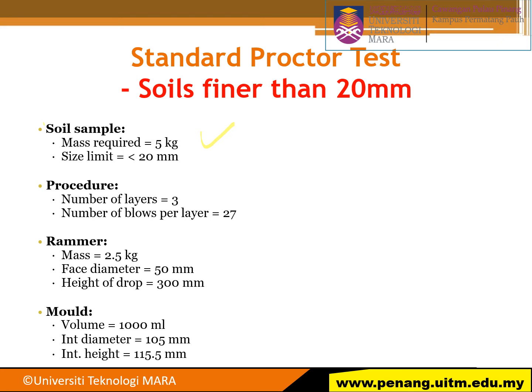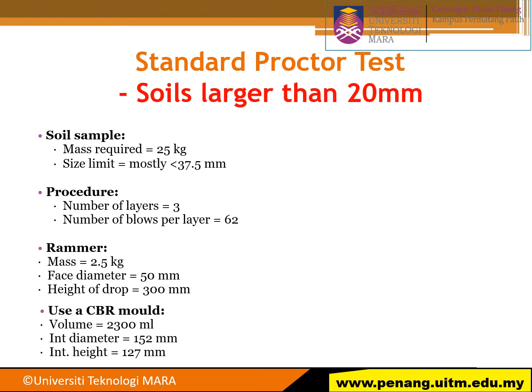Alright, and then you look at the rammer. This is the compactive effort. We have a rammer mass of 2.5 kg, face diameter 50 mm, and a drop height of about 300 mm or 0.3 meter. The volume of the mold is about 1000 ml, the internal diameter is about 105 mm, and the internal height is about 115.5 mm.